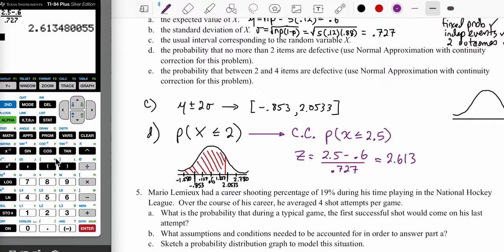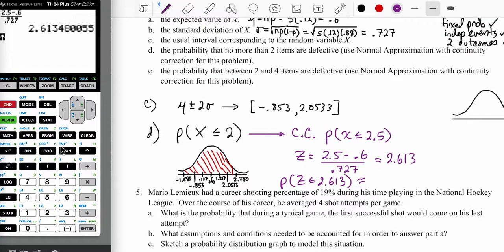All right, that looks pretty consistent with the diagram. Although, now that I'm looking at it, I realize that I made the diagram consistent with 2 rather than 2.5. 2.5 should be over here somewhere. All right. So we're looking at the probability that z is less than or equal to 2.613.